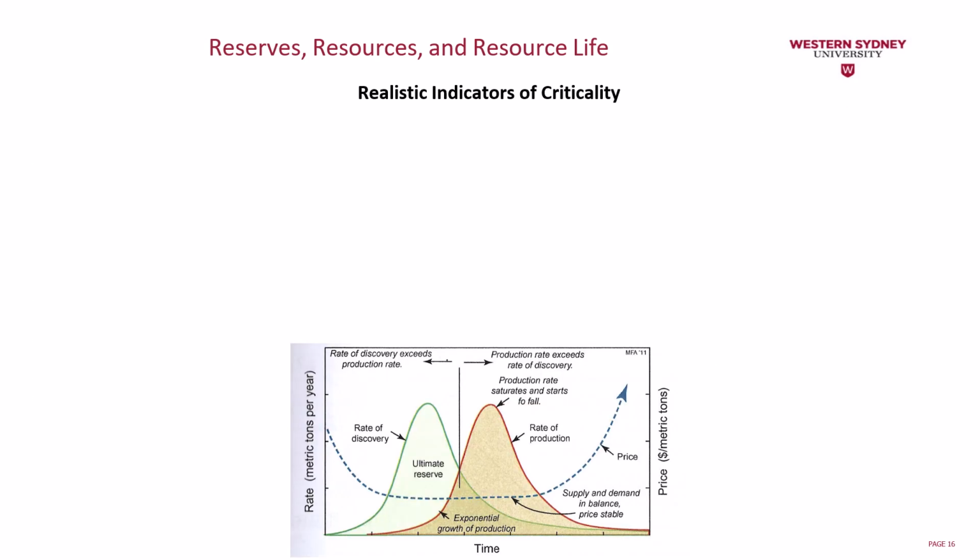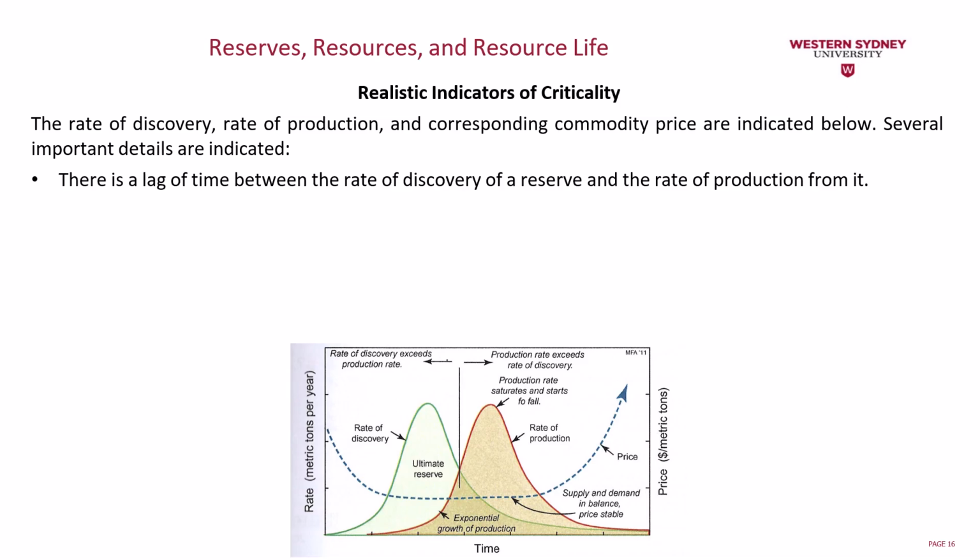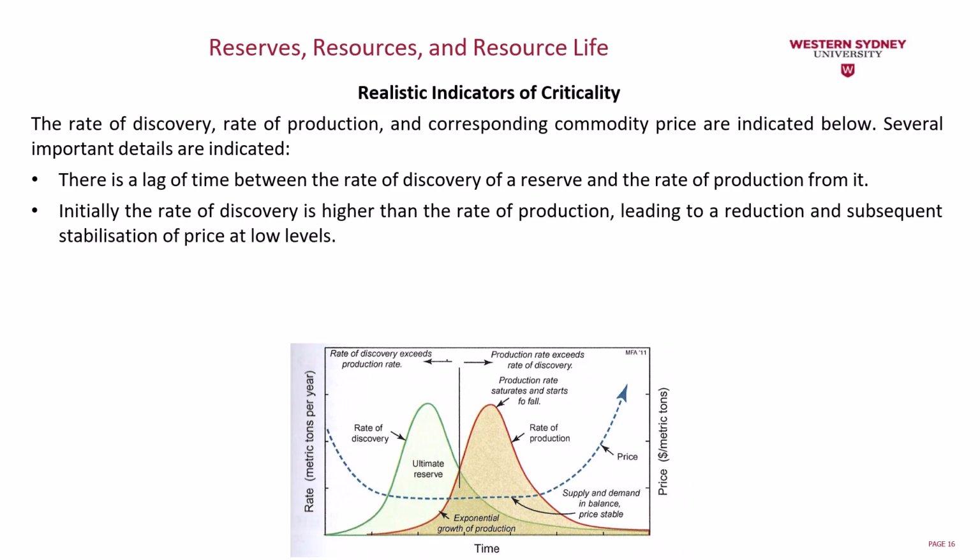So, what are the realistic indicators of criticality? The rate of discovery, the rate of production, and the corresponding commodity price are indicated below. Several important details are indicated, including a time lag between the rate of discovery of the reserves and the rate of production from them. Also, initially the rate of discovery is higher than the rate of production, leading to a reduction and the subsequent stabilization of the price at a low level.